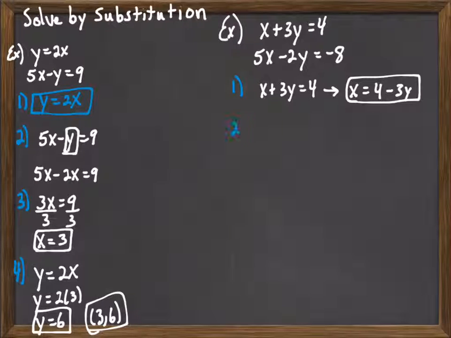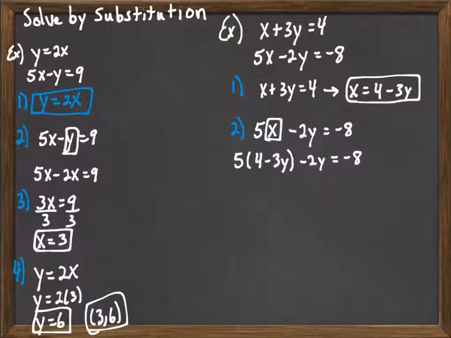Okay, and then again in substitution, the next step is to go to the equation that you have not touched yet. In our case, this would be 5x minus 2y equals negative 8. Replace the x variable with that expression, 4 minus 3y. Doing so gives us an equation now that has only a single variable. So we can now proceed to start solving.